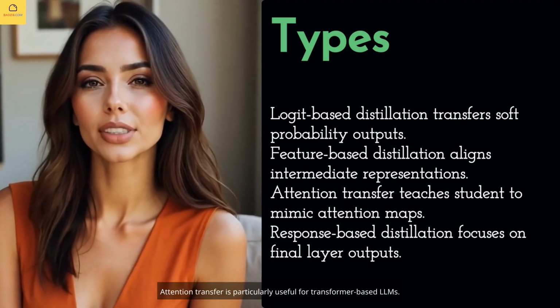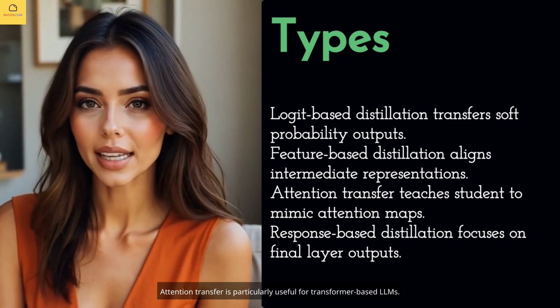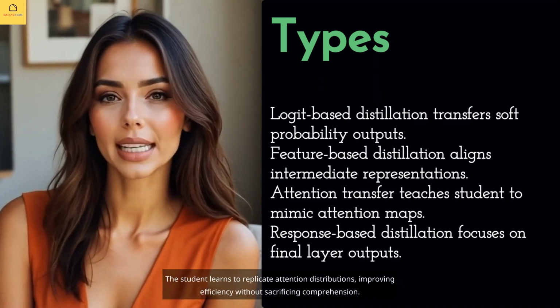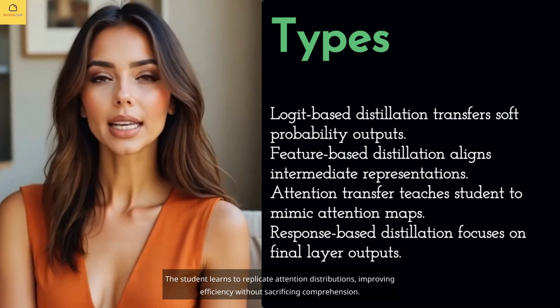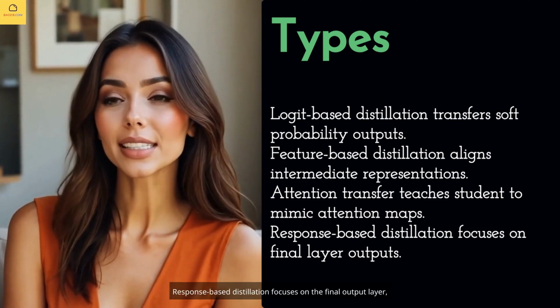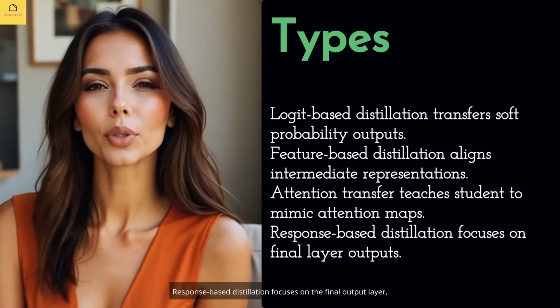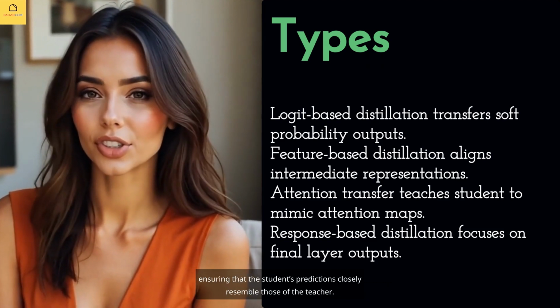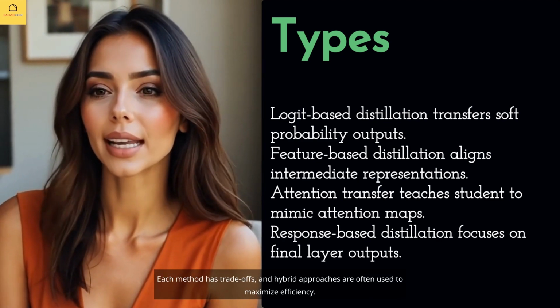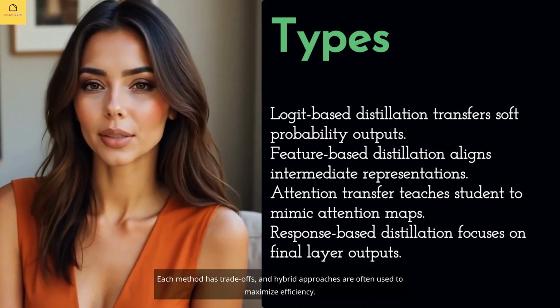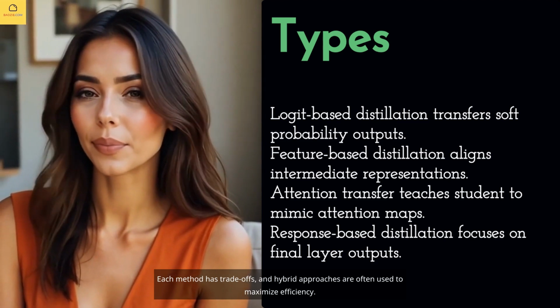Attention transfer is particularly useful for transformer-based LLMs. The student learns to replicate attention distributions, improving efficiency without sacrificing comprehension. Response-based distillation focuses on the final output layer, ensuring that the student's predictions closely resemble those of the teacher. Each method has trade-offs, and hybrid approaches are often used to maximize efficiency.